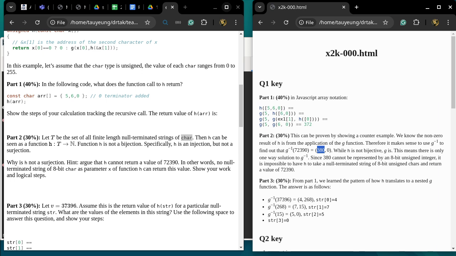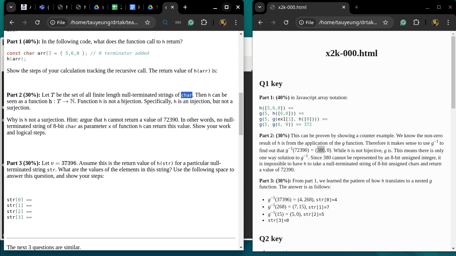We learned the pattern of how H translates to a nested G function call. So the answer is as follows. In this case, we have a very specific V, a value that is generated by applying H to a particular null terminated string, which is str. And I want you to figure out what are the 4 elements in str. In other words, this is implying that there are 3 non-null characters and there's 1 null character, or at the most, there are 3 non-null characters.